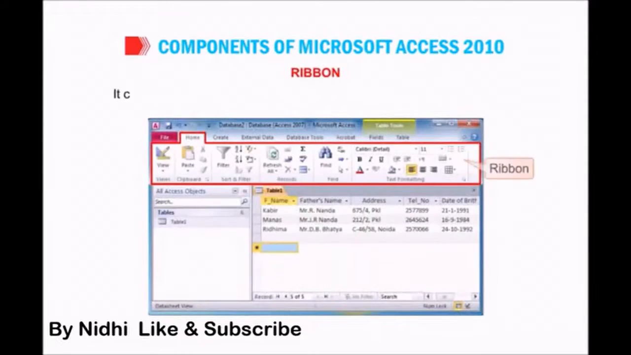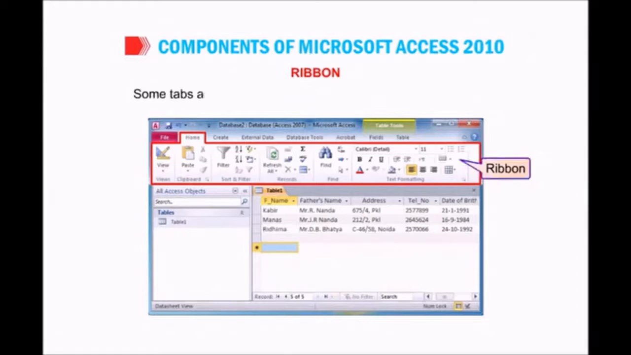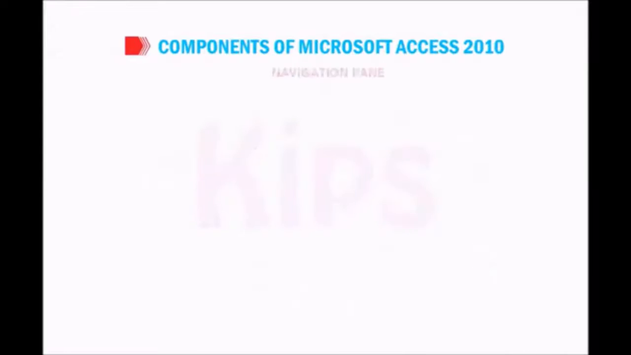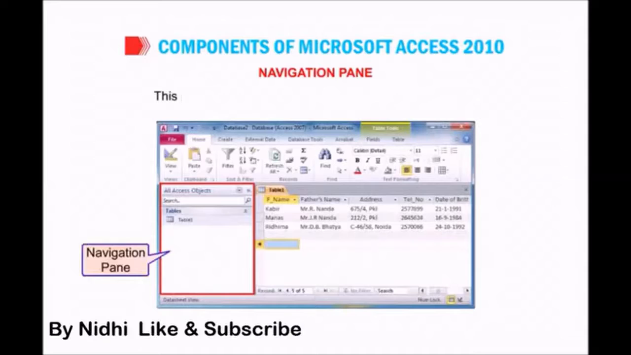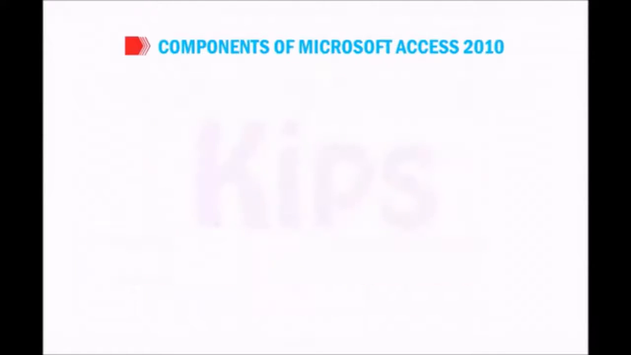Ribbon. It contains various tabs, each with several groups of relevant commands. Some tabs appear when you work with certain objects like forms. Such tabs are called contextual tabs. Navigation pane. This pane is present on the left side of the Access window. It displays the name of the objects used in the database such as table, queries, forms, reports, etc.